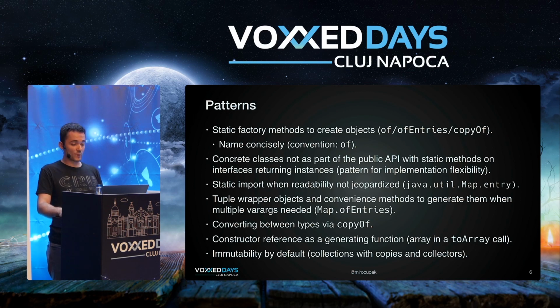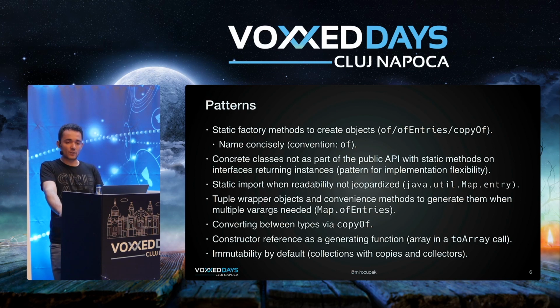Don't be afraid of static imports. It's a good practice to perform them, provided they don't reduce readability, as is the case of Map.entry. So nice little trick there. And also note the trick that we used with Map.ofEntries, right? We needed multiple varargs, which was not possible, so we used a wrapper object, Map.Entry, and we created this convenience method to generate it, which was also called entry. Remember that you can use copyOf to not only create copies, but also convert between different collection types. That can also be useful.